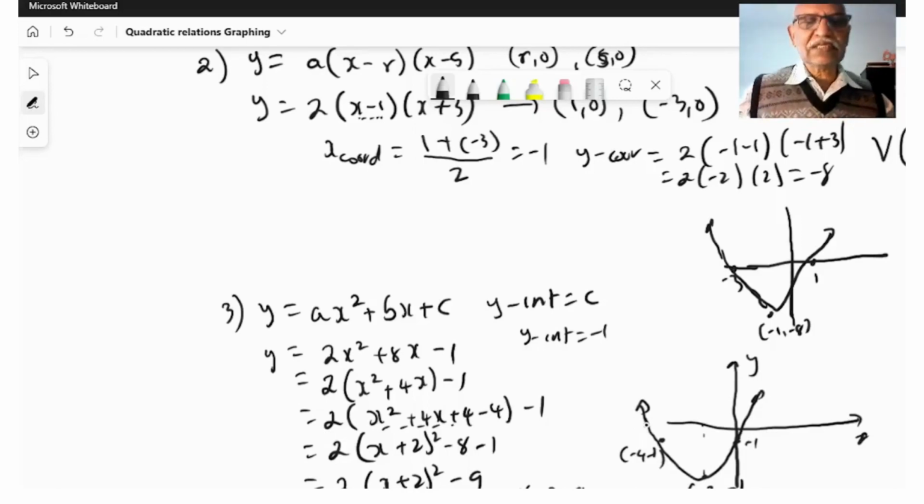So these are typically the 3 types of parabolas we have. We are given them in 3 different forms.